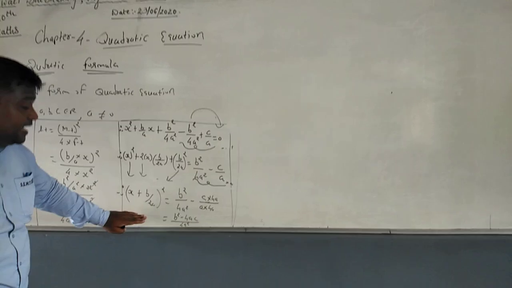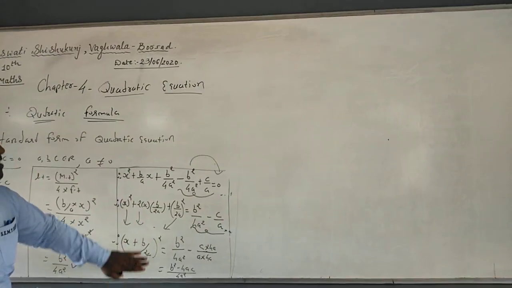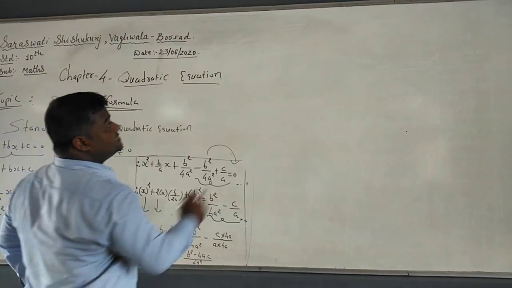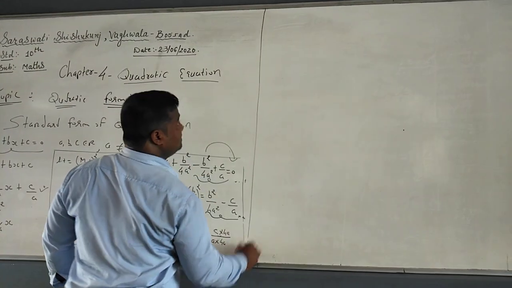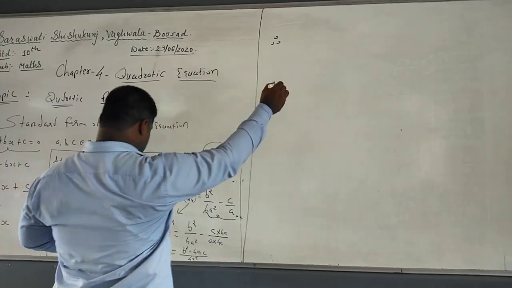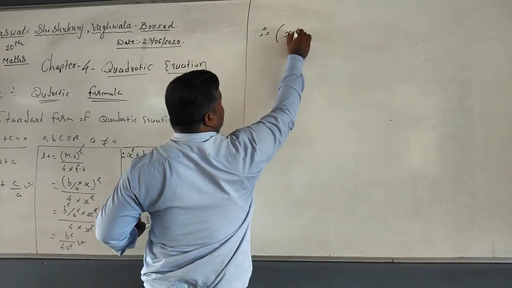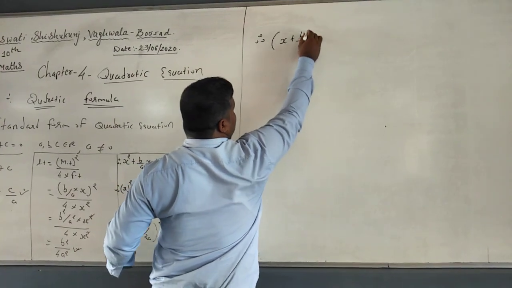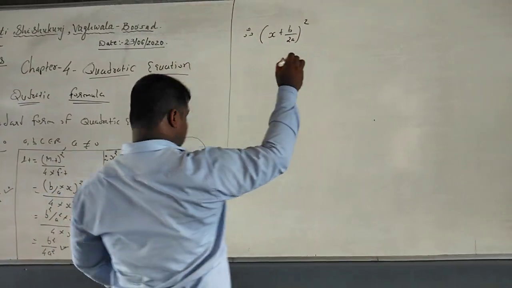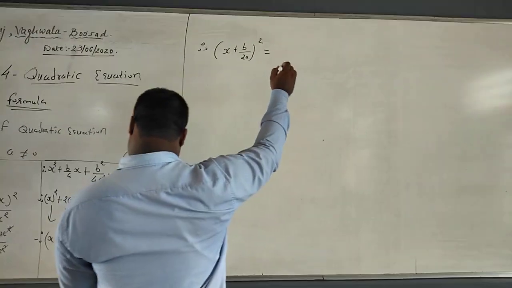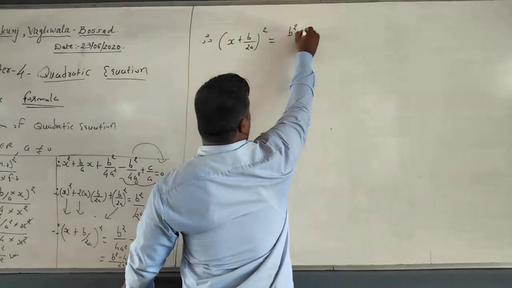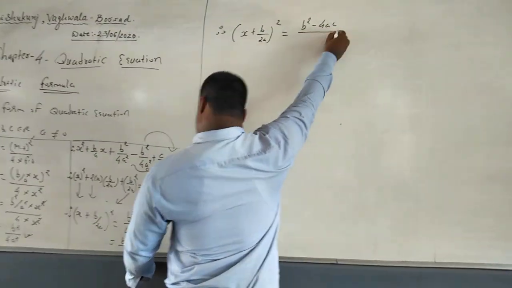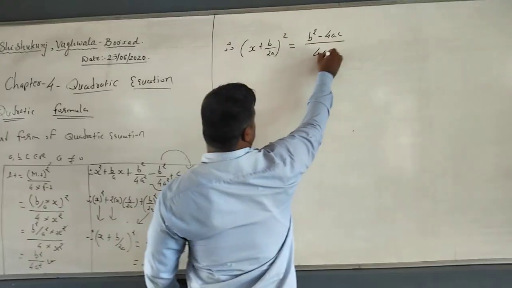Now I am going to take this because over here it's outside the full of it. So I am going to write the same thing over here so you will understand it properly. Therefore, (x + b/2a)² = (b² − 4ac)/4a².